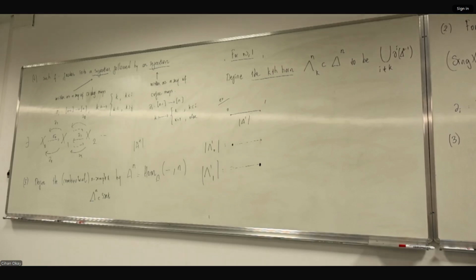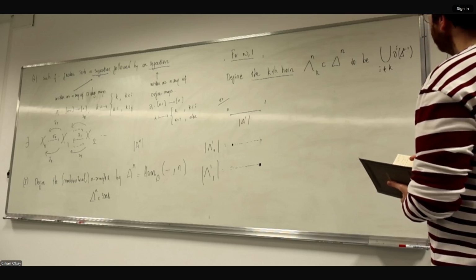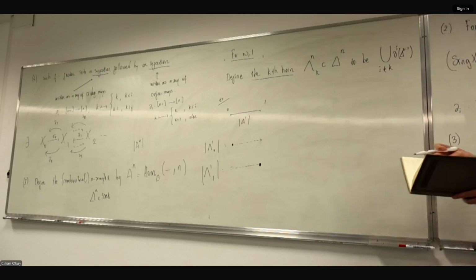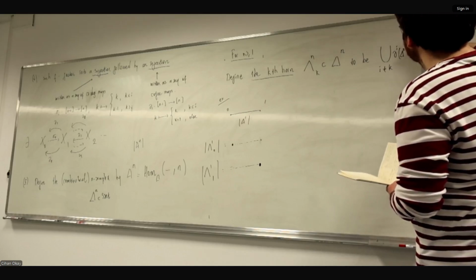Delta i of delta n, okay, let me check. I guess it should be delta n, right?